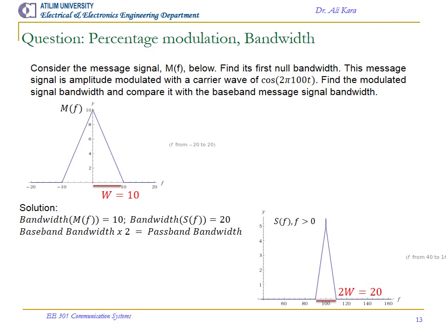Question: percentage modulation, bandwidth. Consider the message signal, M of f, below. Find its first null bandwidth. This message signal is amplitude modulated with a carrier wave of cosine 2 pi 1000 t. Find the modulated signal bandwidth and compare it with the message signal bandwidth. Solution: you can find the message signal bandwidth visually by finding the first null on the graph of M of f. Passband bandwidth is twice the baseband bandwidth for amplitude modulation.